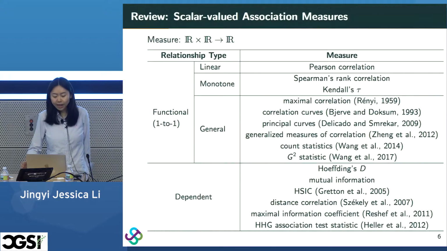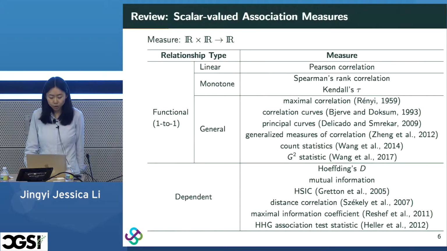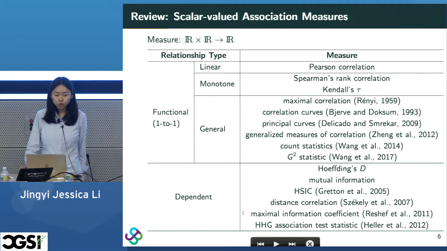So I want to stand somewhere in the middle between the two types. We want to move beyond functional relationships because we realize sometimes the relationship may be a mixture of one-to-one relationships. So it's non-functional. However, we do not want to be so general as any dependence. So we still want the relationship to be interpretable. That's the purpose.